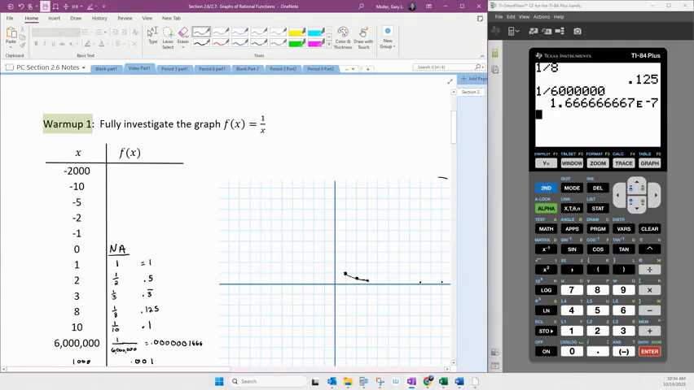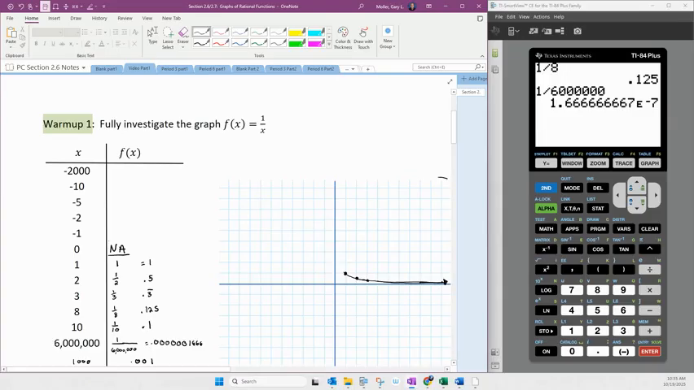So if I just take what I have done so far, there's an indication that I'm getting closer to an output of 0, but I'm not actually getting to 0. And if I keep getting bigger and bigger numbers, I'm just going to get closer and closer to 0, because a small number divided by a very large number is basically 0.